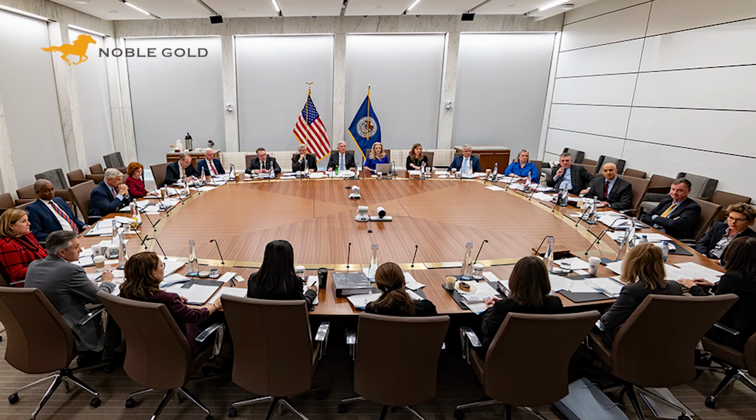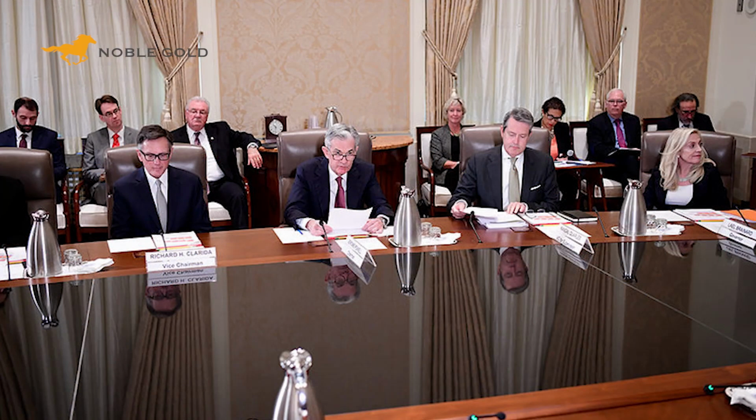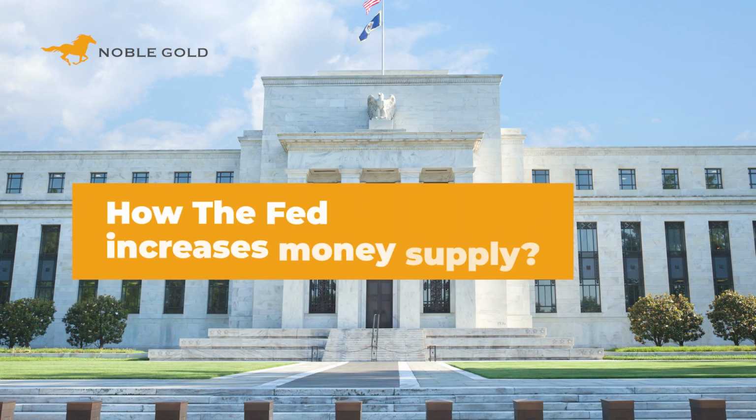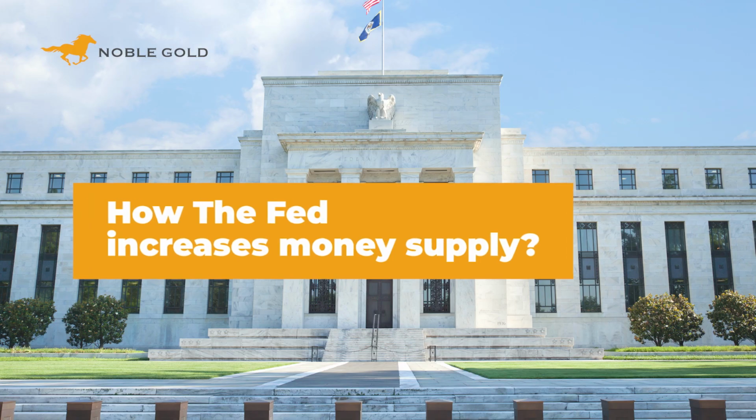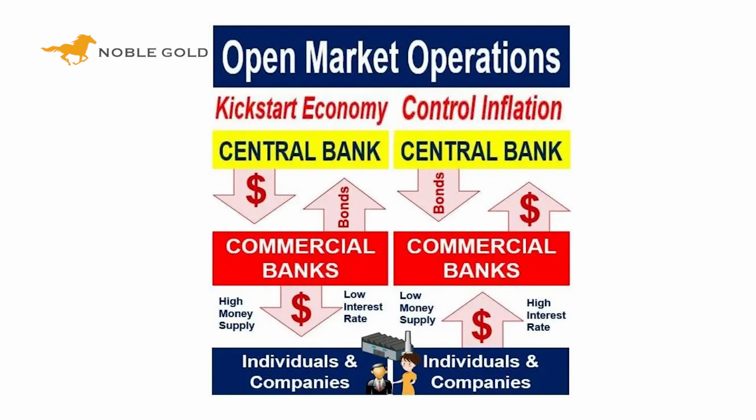If it's determined that new money needs to be created, then they assess how much needs to be injected into the economy. The next question is how the Fed increases the money supply. The Fed starts an open market operation. The Fed buys and sells treasuries from a bank. They pay the bank using the money they created by depositing it in the bank's reserves.